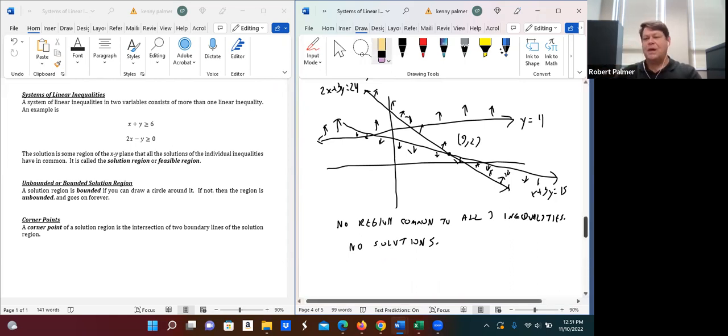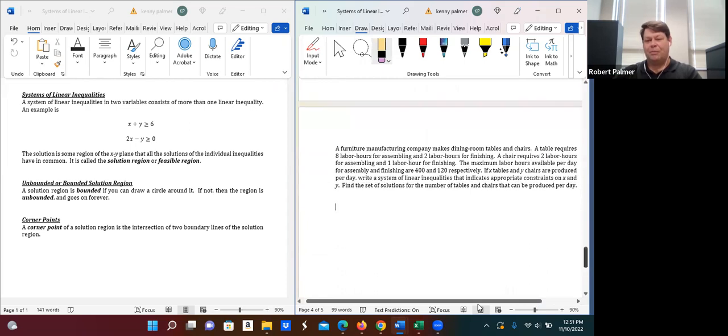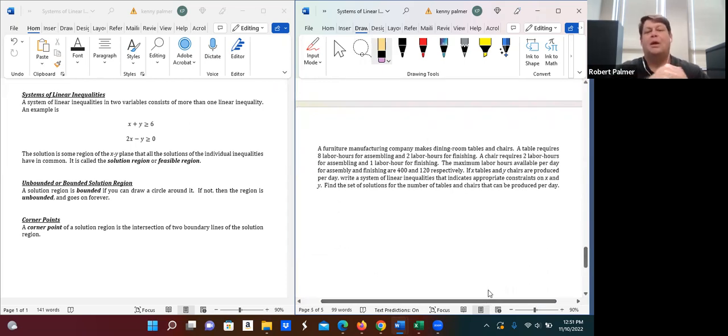Okay, let's look at one more example. This time it's going to be an application problem. Let's read through it. A furniture manufacturing company makes dining room tables and chairs. The table requires 8 labor hours for assembly and 2 labor hours for finishing. A chair requires 2 labor hours for assembling and 1 labor hour for finishing. The maximum labor hours available per day for assembly and finishing are 400 and 120 respectively. If x tables and y chairs are produced per day, write a system of linear inequalities indicating the appropriate constraints on x and y, and find the set of solutions, or the solution region, for the number of tables and chairs to be produced in one day.